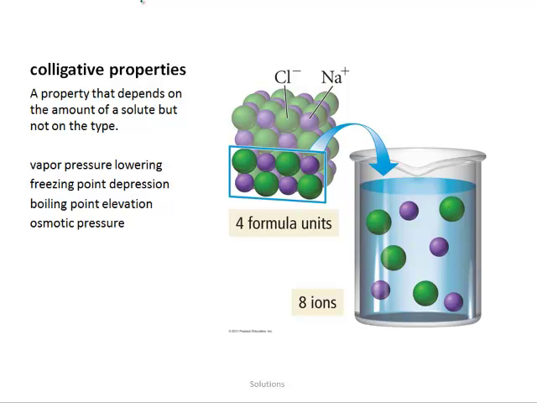Vapor pressure, freezing point depression, boiling point elevation, and then osmotic pressure. Colligative properties depend on the amount of solute that you put in. So we also have to be aware that when we put in, say, 4 formula units of sodium chloride, we are actually putting in 8 ions. Again, when we're talking about ionic compounds, we have to be aware that dissociation occurs and that the number of ions will change depending on the stoichiometry of the dissociation.